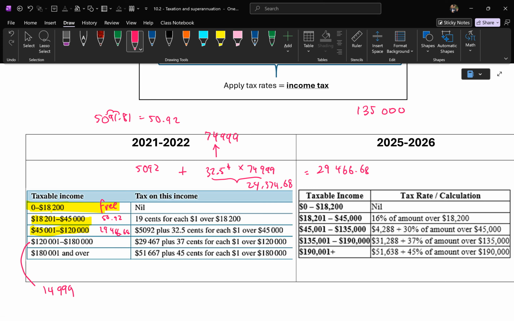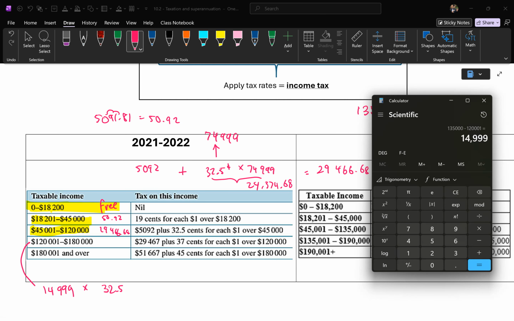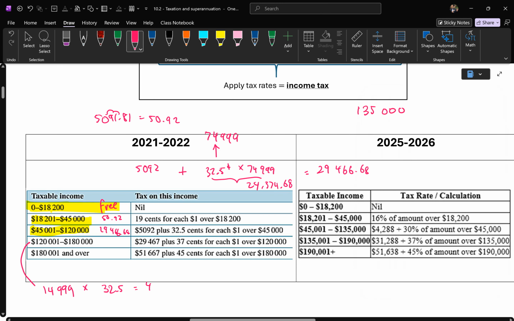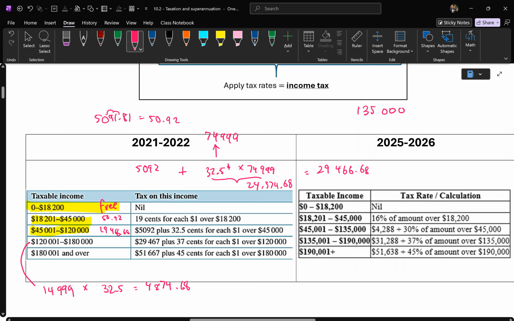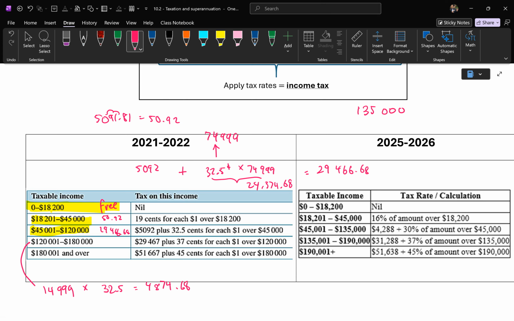And they say here, your tax on it is $29,467 plus 37 cents for every dollar over. This is how much I have over, so I've got to times it by 32.5 cents. Remember, you've got to divide it by 100 at the end because this is in cents. So 14,999 times 32.5 cents, divided by 100, that's an extra $4,874.68. But they also said plus 29,467.